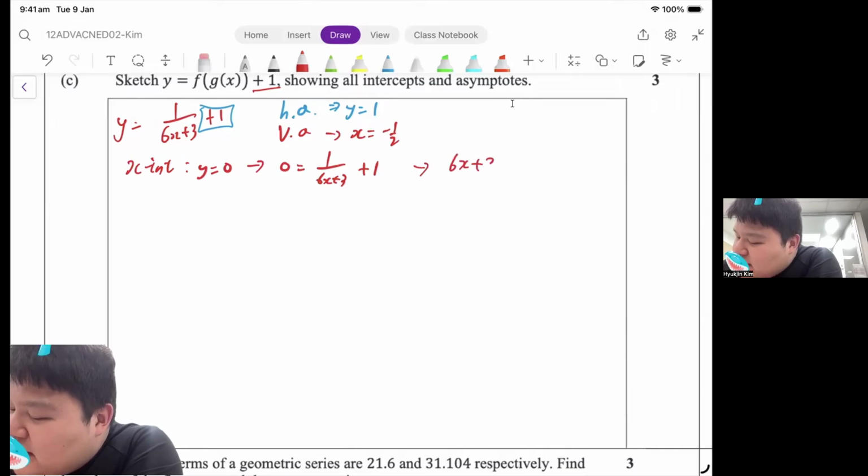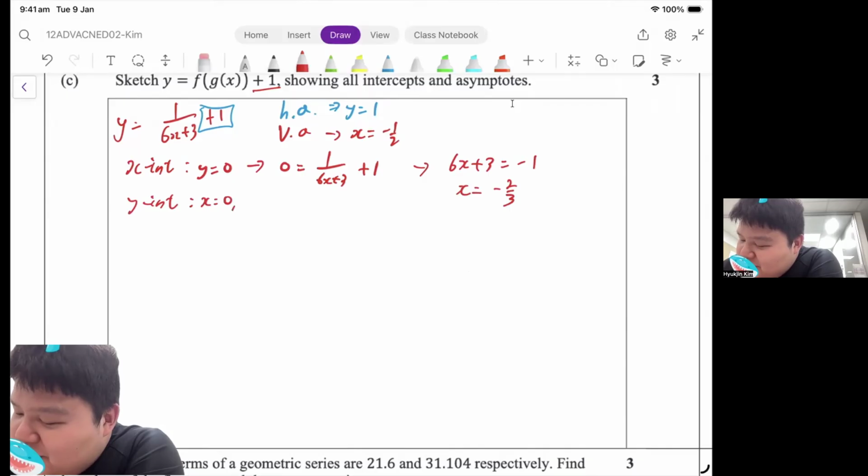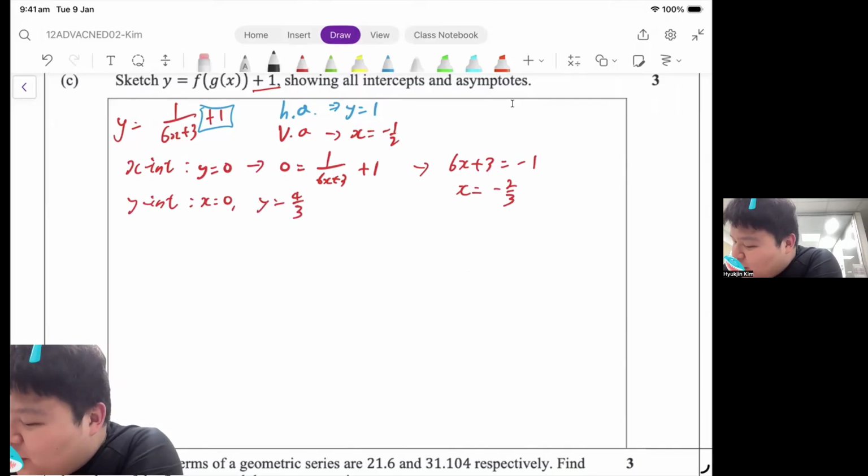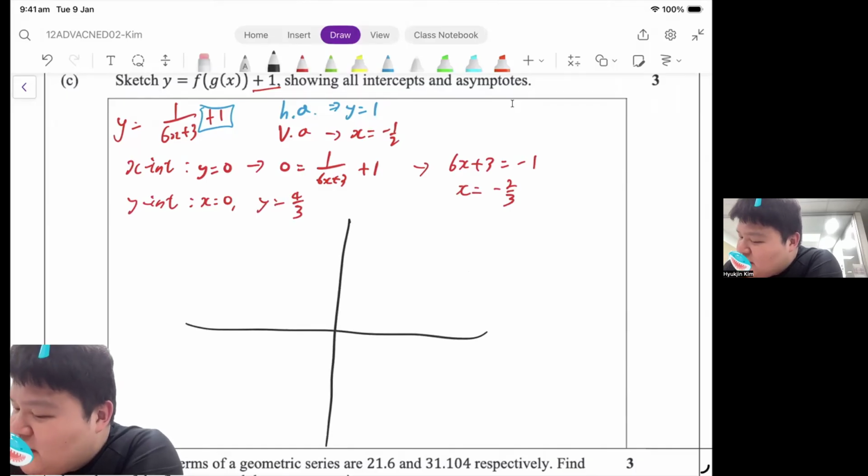6x plus 3 equals negative 1. X equals negative 2/3. I'm tired, guys. Y-intercept is when x equals 0, so you get y equals 4/3.